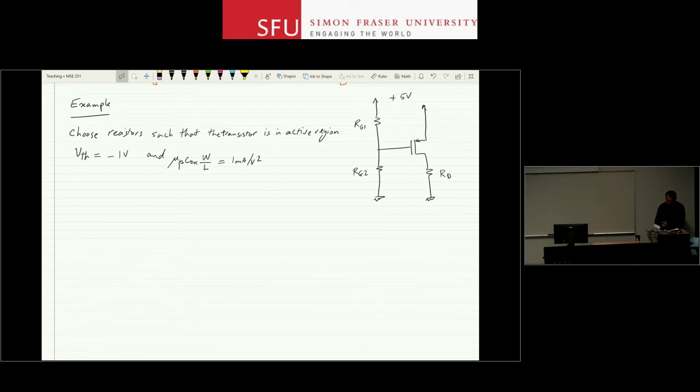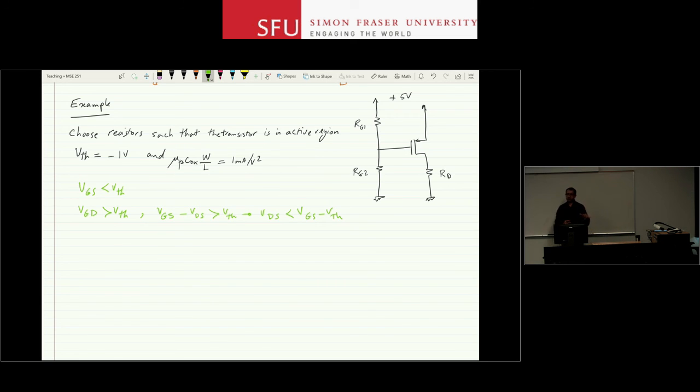So I know that for active region, VGS has to be less than VTH, negative threshold voltage, and VGD has to be larger than VTH. Or alternatively, in terms of VDS, VGS minus VDS is larger than VTH, so VDS has to be less than VGS minus VTH. So what is important here is that VGS minus VTH value.